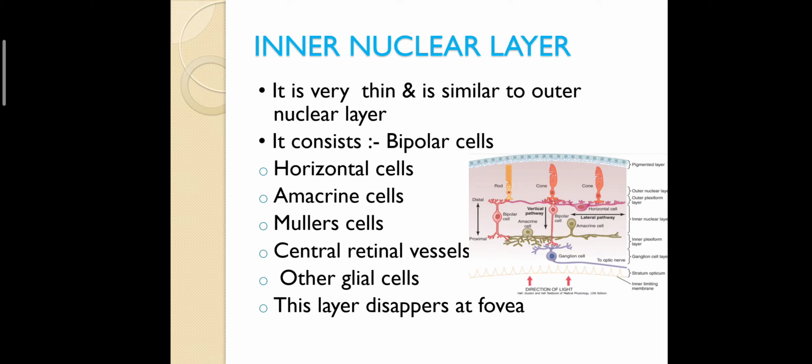So it is easy. The rods and cones nuclei comprise the outer nuclear layer. Then comes the outer plexiform layer, which is nothing but synapses between these rods and cones with the dendrites of these bipolar cells. Then comes the inner nuclear layer, which comprises nuclei of bipolar cells, and along with that other cells are also present. Just try to remember the names like horizontal cells, amacrine cells and Muller cells.